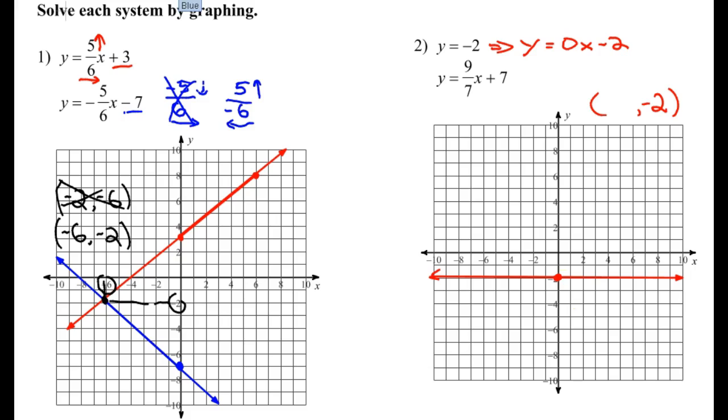Start at 7. Right here. And once again, this should be up 9, right 7. But we can't go up 9, it goes off the graph. So we have to use the fact that 9 over 7 is the same as -9 over -7. Those are equal to each other, right? These would cancel out and equal a positive and get this. So I can also go down 9 and left 7, and that will work as well. I'll go down 9 and left 7. And sure enough, that's go across.